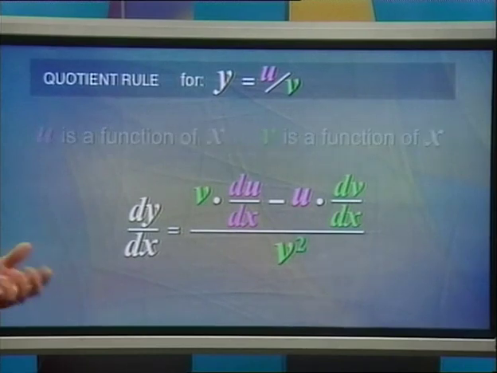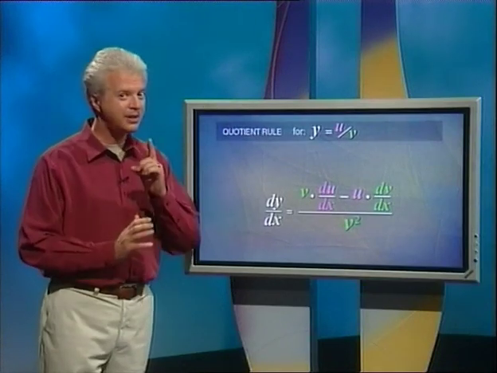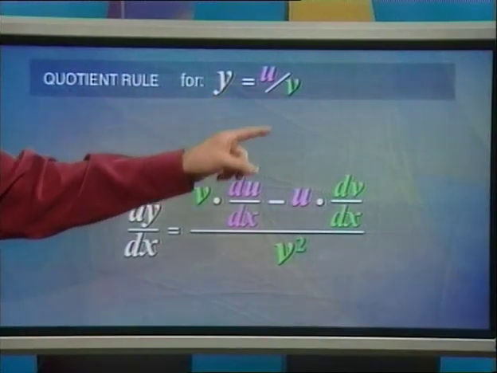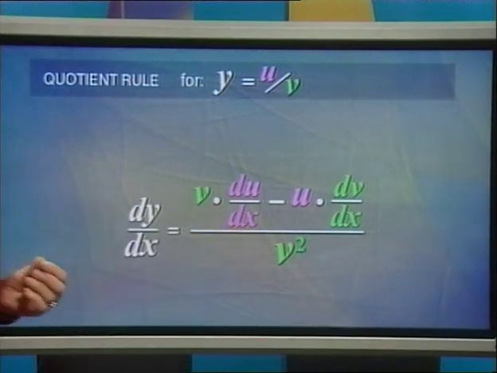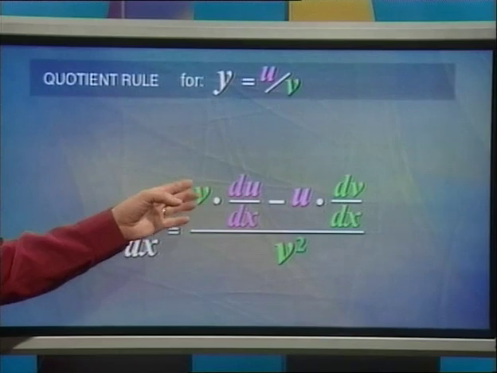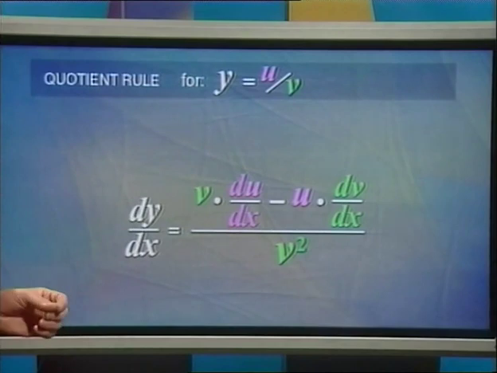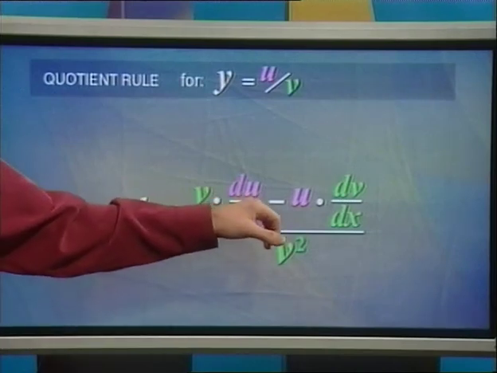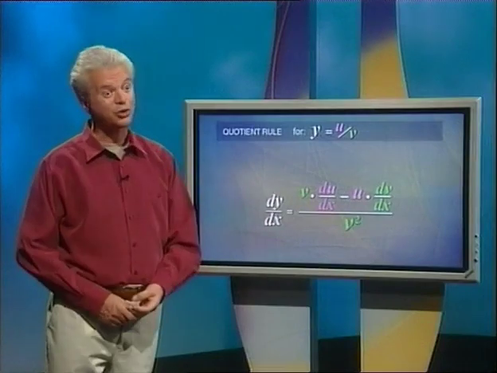Again, let's look at the structure of the rule. And I would suggest, when you're using the quotient rule, that you start as follows. Note that the denominator for y is v, and start by writing v squared as our denominator for dy by dx. Then we put v on the numerator times du by dx minus u times dv by dx. So the numerator is very similar to the structure of the product rule, except that instead of a plus in the middle, we have a minus sign. And that's it. That's our quotient rule.